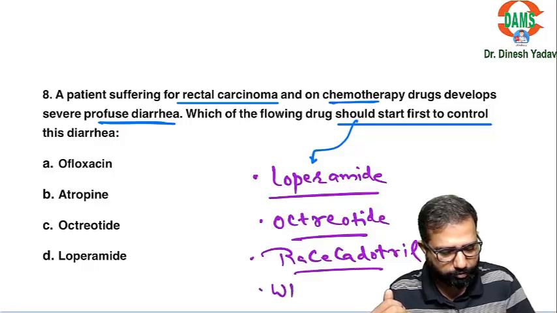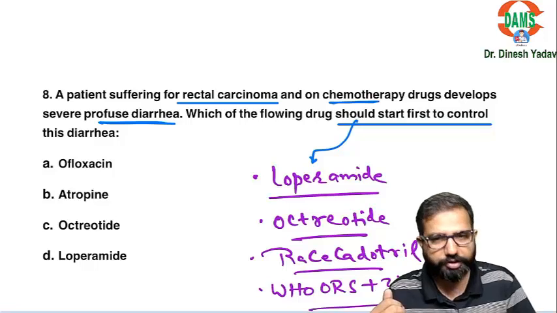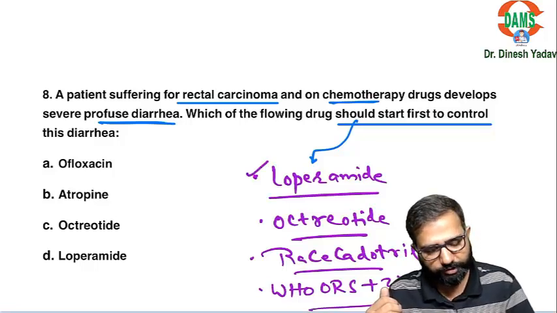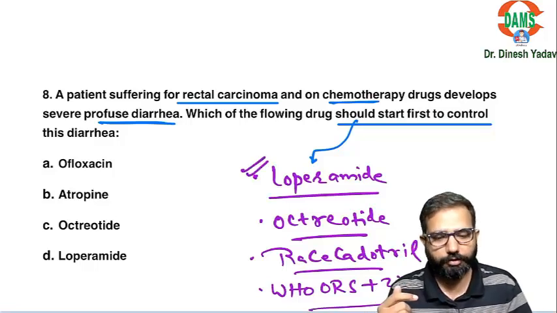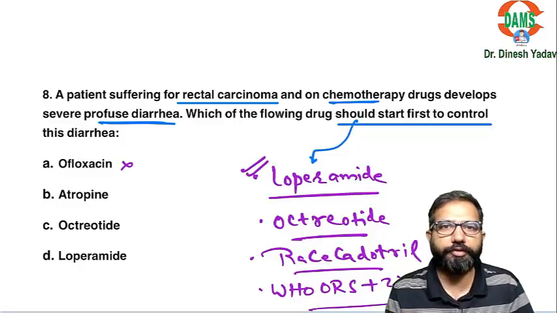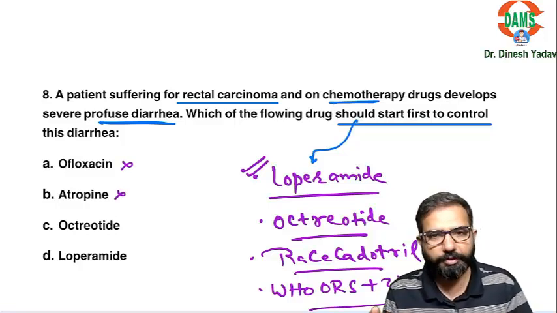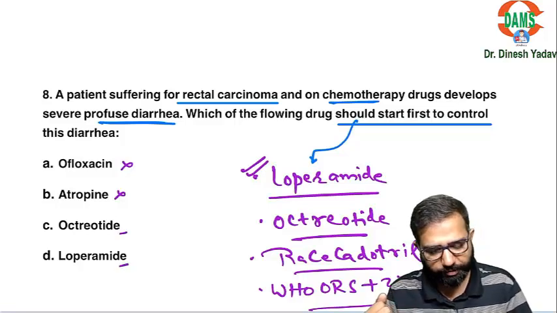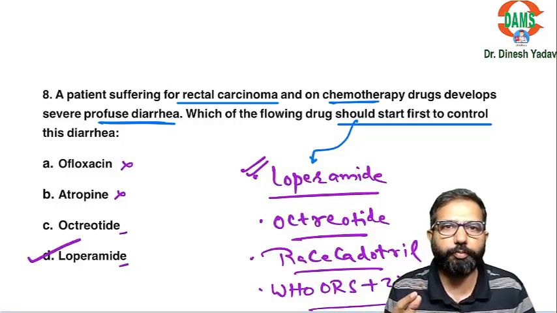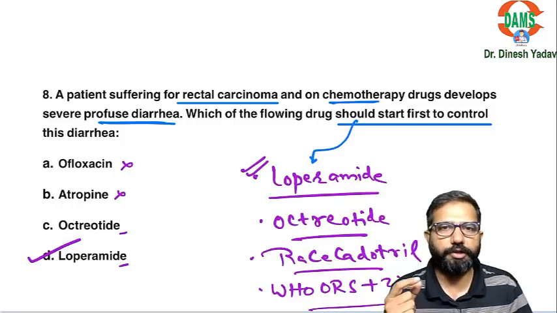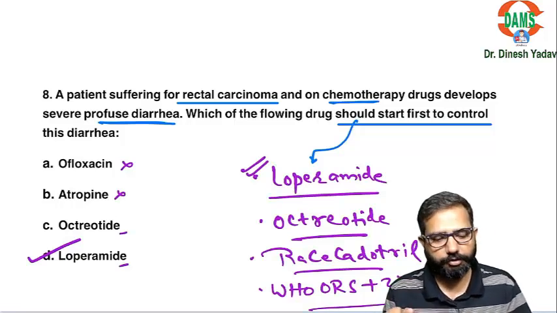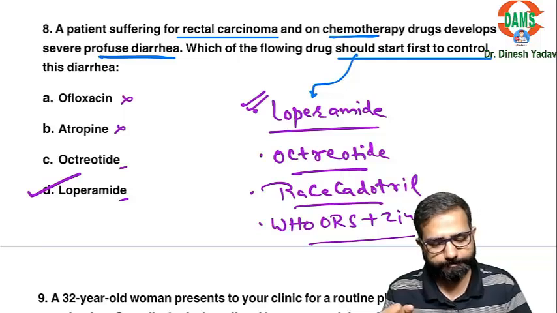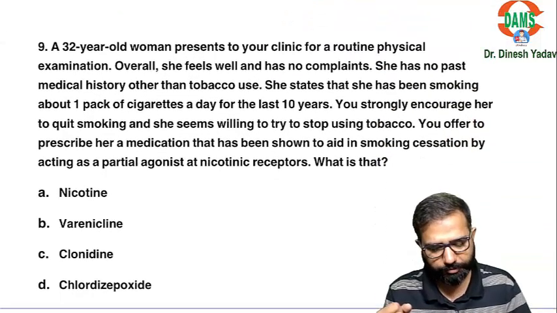WHO ORS plus zinc. All these things we provide to control this diarrhea. Out of these, the first and most important drug is loperamide. Ofloxacin, there is no need of antibiotic. Atropine can be combined with the diphenoxylate, not used alone. Octreotide, loperamide can be used, but out of these, the first drug will be loperamide for chemotherapy associated diarrhea. These are the drugs we use for diarrhea in the chemotherapy patients.